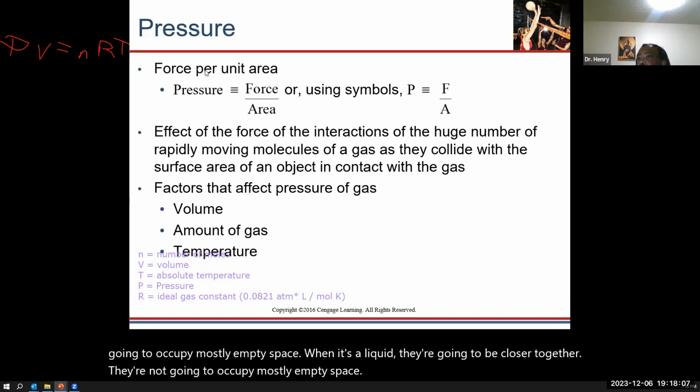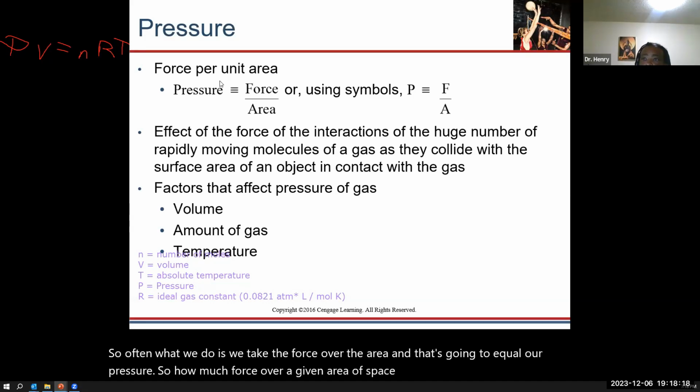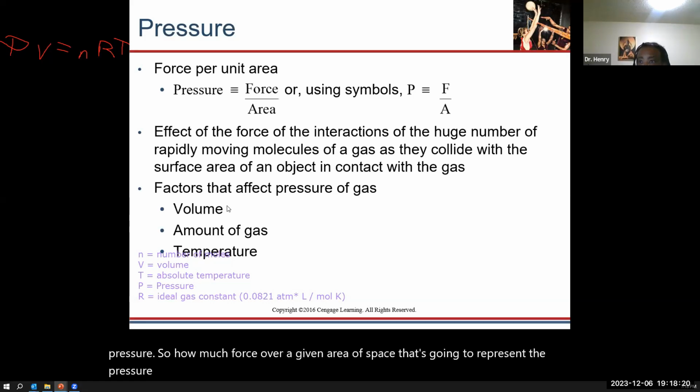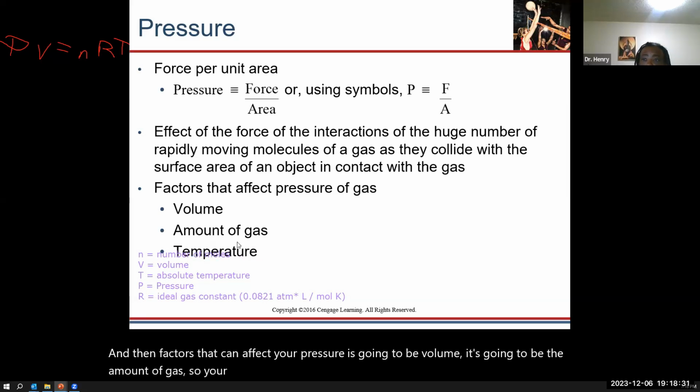So often what we do is we take the force over the area, and that's going to equal our pressure. So how much force over a given area of space, that's going to represent the pressure that we're generating. And then factors that can affect your pressure is going to be volume. It's going to be the amount of gas, so your quantity, your number of moles, and it's also going to be your temperature.